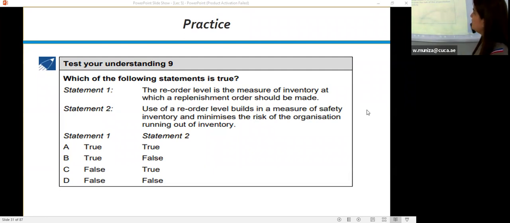Use of the reorder level builds in a measure of safety inventory and minimizes the risk of organizations running out of inventory. Is this true? Safety inventory, we do maintain the reorder levels to be safe so that we should not be running out of the stocks. So both the statements are true.